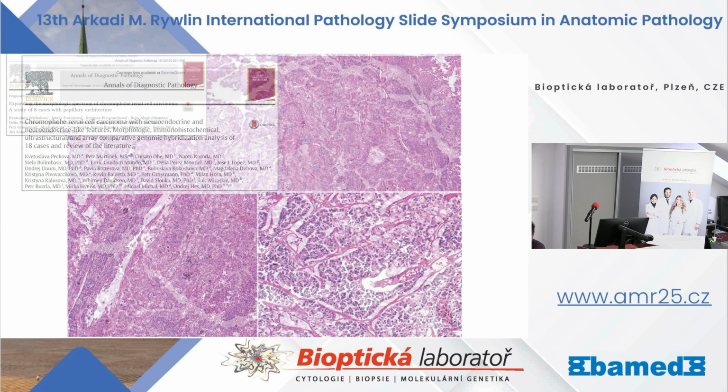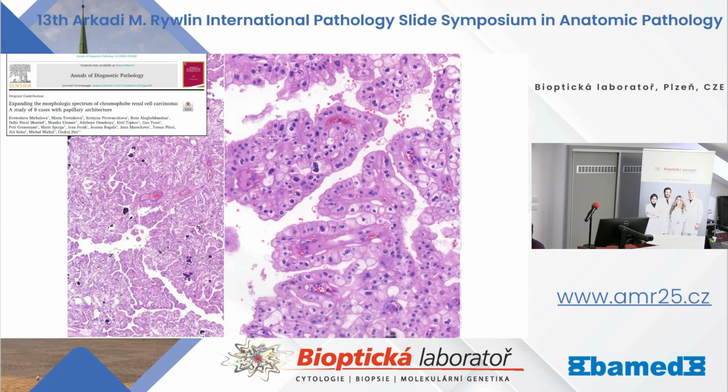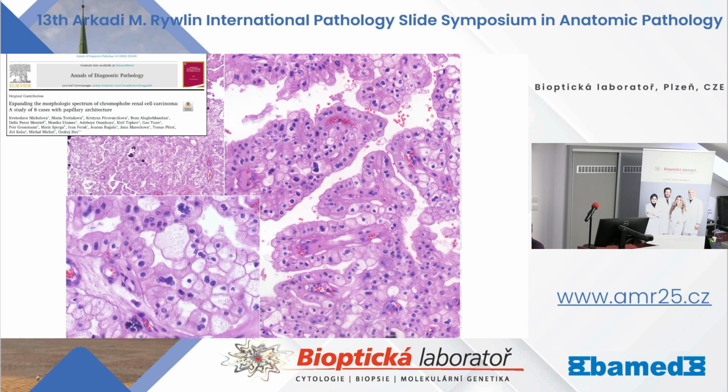Here you can see the papillary architecture of chromophobic cell carcinoma, really with formation of papillae within fibrovascular cores. But again, you can see the multinucleation, perinuclear clearing, so the characteristic is typical for the chromophobic cell carcinoma.